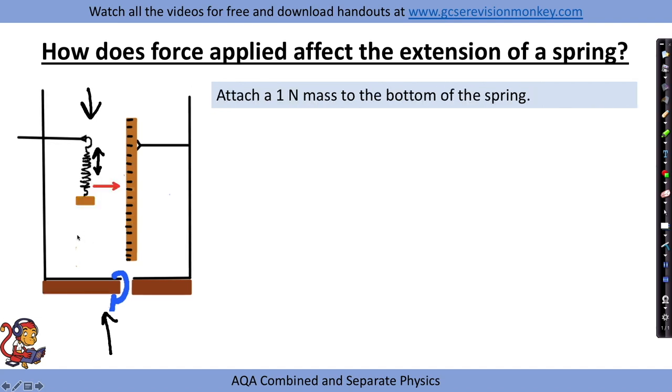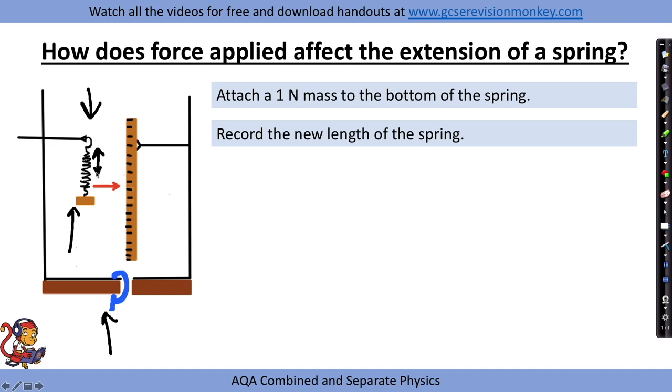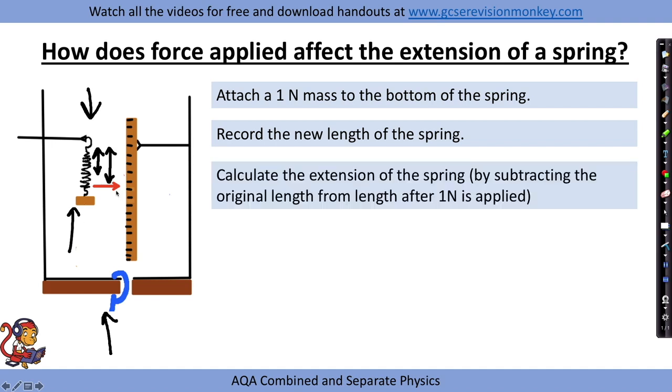Then attach a 1 Newton mass to the bottom of the spring and record the new length of the spring. Calculate the extension of the spring by subtracting the original length from the length after 1 Newton was applied. So our extension is going to be the difference between the original length and the new length. So this here is going to be our extension.